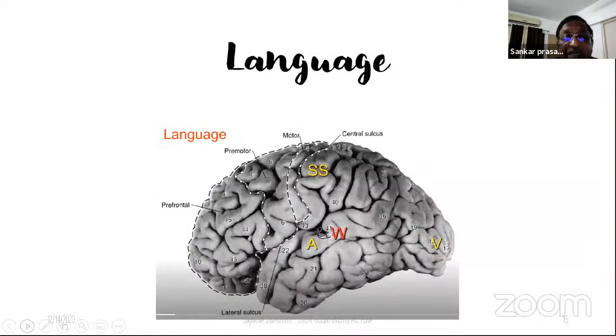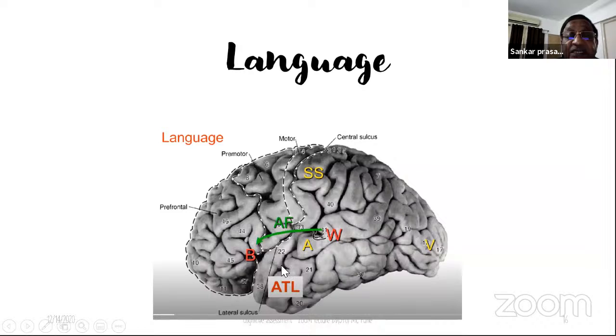Basically, language is depicted here. This is Wernicke's area and this is Broca's area, and what extra we are going to show is the anterior temporal lobe. In strokes we get Broca's aphasia, Wernicke's aphasia, and arcuate fasciculus disruption will give conduction aphasia. But anterior temporal lobe affliction will cause the semantic type of primary progressive aphasia, or semantic dementia. That is usually not seen in strokes, but it is seen in degenerative disorders.